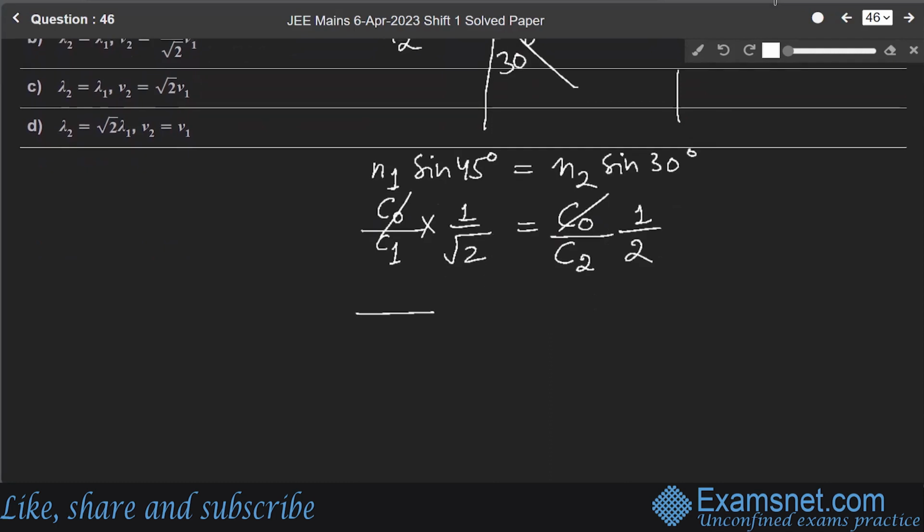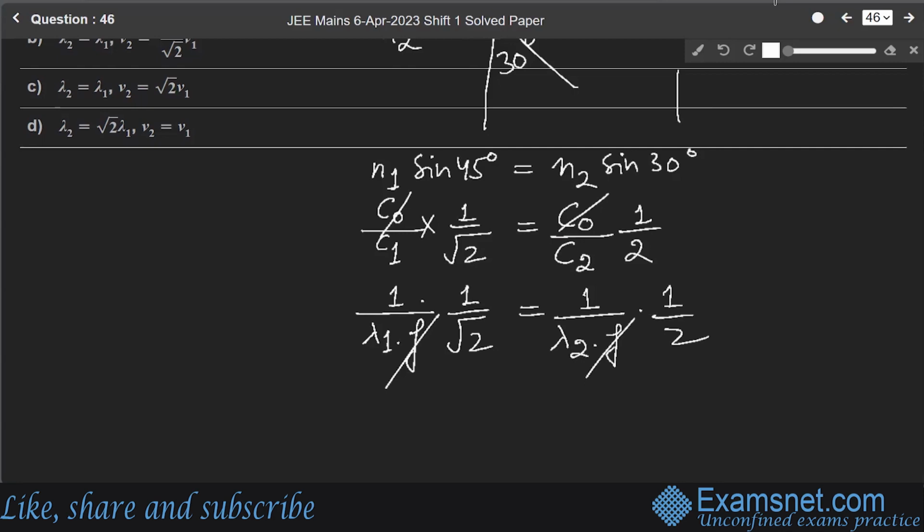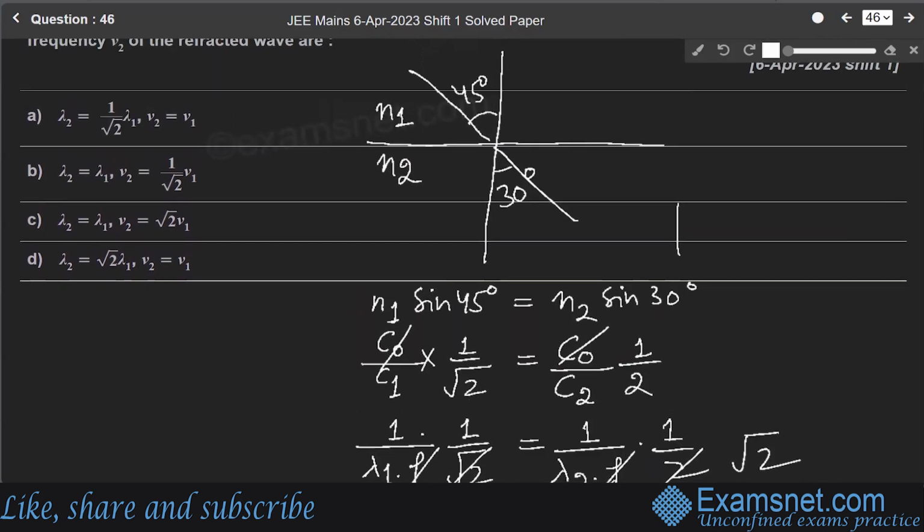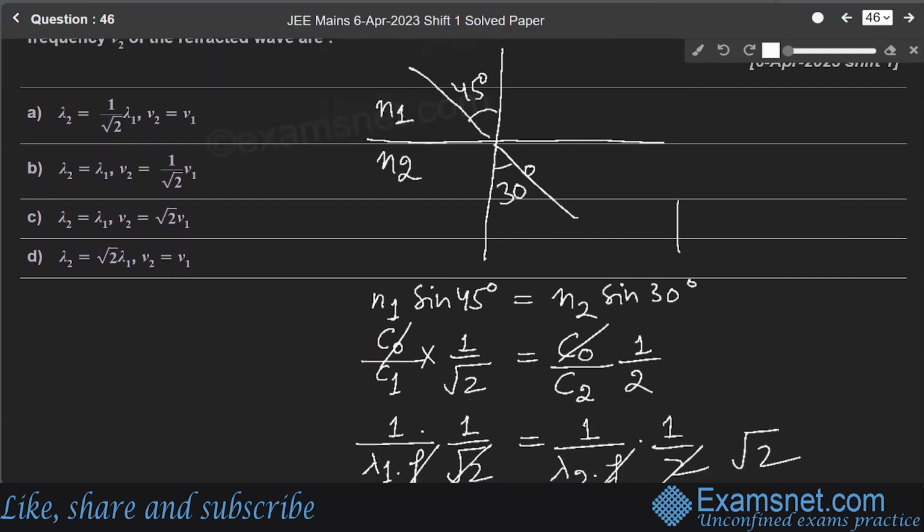Now we can write C1 as lambda 1 into frequency into 1 by root 2, equal to 1 over lambda 2 into frequency into 1 by 2. The frequency cancels out, and this root 2 gives 1 by root 2. So we get lambda 2 equal to 1 by root 2 into lambda 1 when F1 equals F2. So the correct answer is option A, that is lambda 2 equals 1 by root 2 lambda 1 and mu 1 equals mu 2. That is, the frequencies are equal.